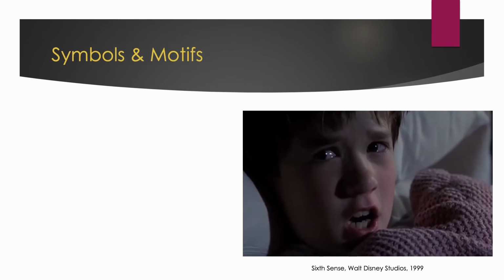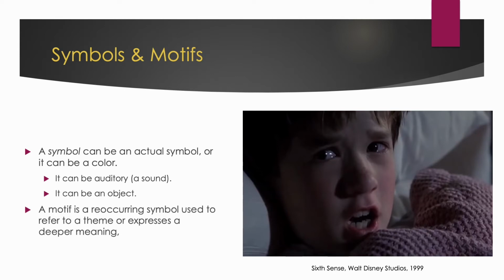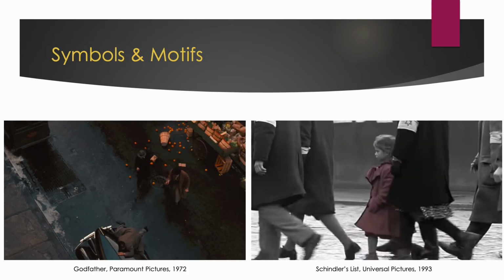A symbol or motif are things that you'll see in a lot of movies, particularly suspenseful ones, that help give meaning to the movie. A symbol can be an actual symbol, or it can be something like a color, it could be a sound, it could be an object. And then a motif is when a symbol reoccurs repetitively to refer to a theme, or it expresses a deeper meaning in the film or the show. Here's a couple of examples of symbols and motifs.